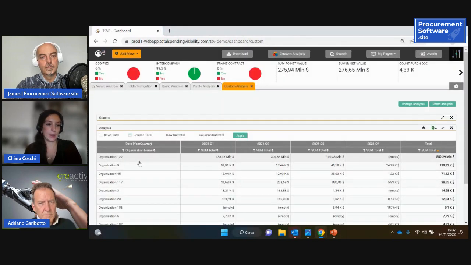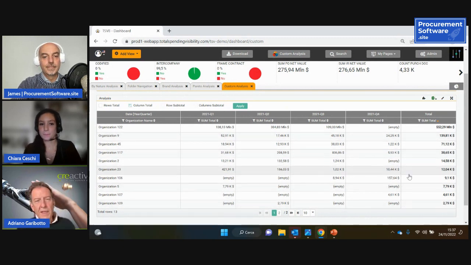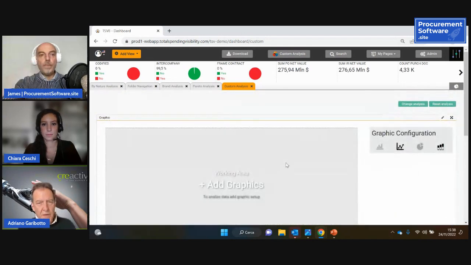So this is the distribution for this analysis of the organizations of the company. It can be done by countries, by anything. And in this case, we are having a look at the total spend divided into the quarters. So this is just an example. Obviously you can name that analysis and store it in your preferred folder. You can create a graph, and you can share this analysis with your colleagues.